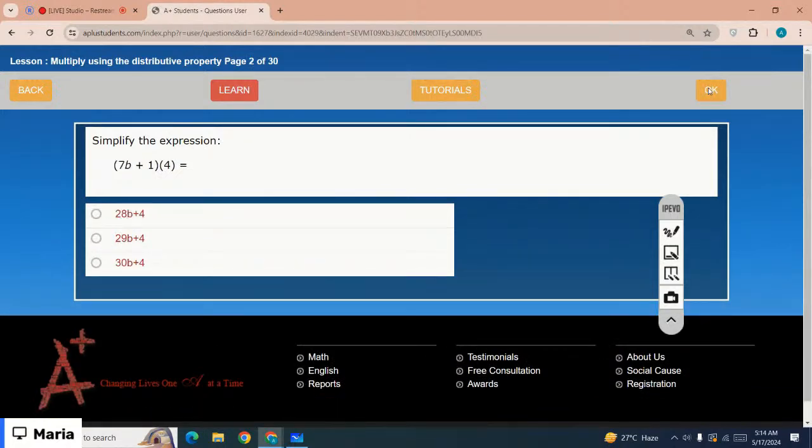Simplify the expression. So which is the correct option? Now it's your turn to do. Which option is the correct one?